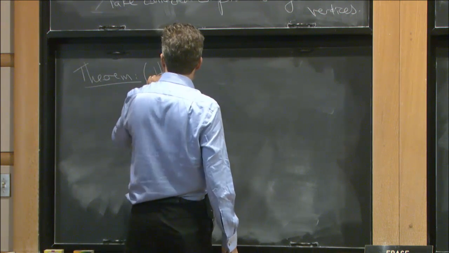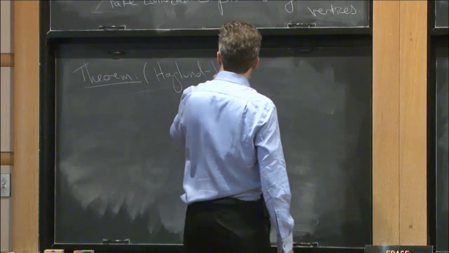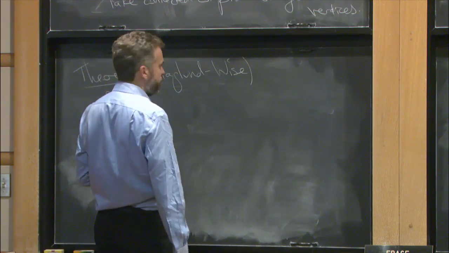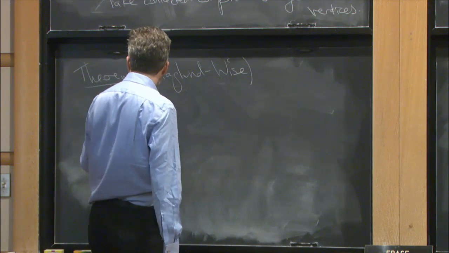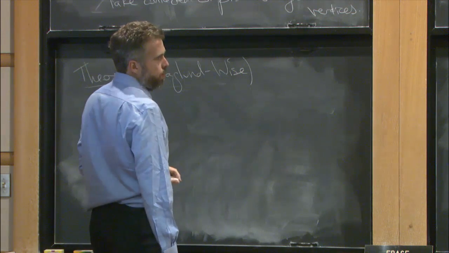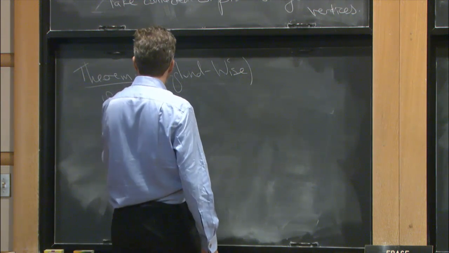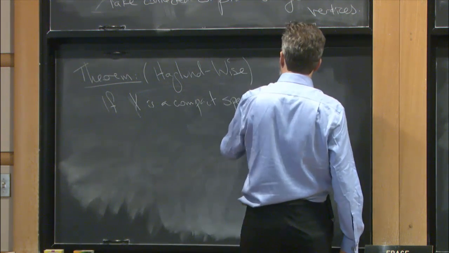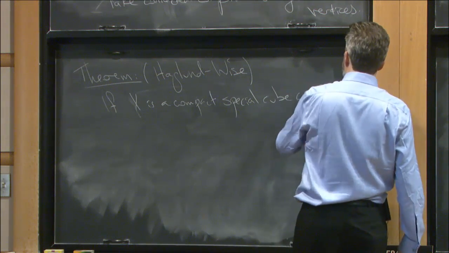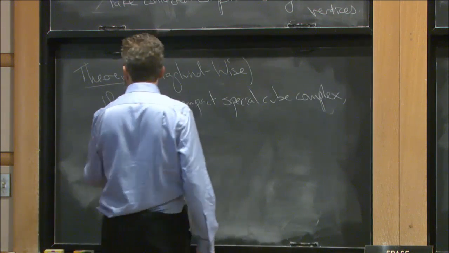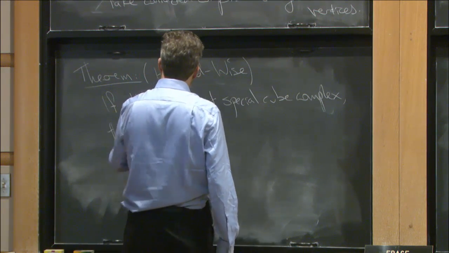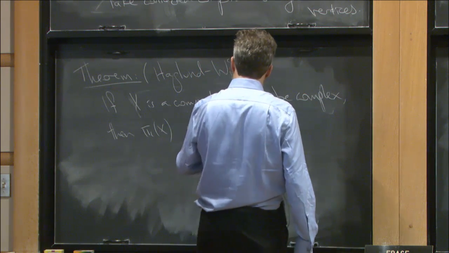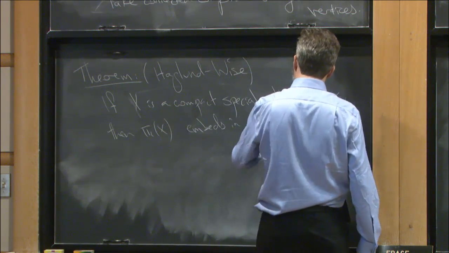So this is the theorem of Haglund and Wise. If X is a compact special cube complex, then pi 1 of X embeds in a right-angled Artin group.